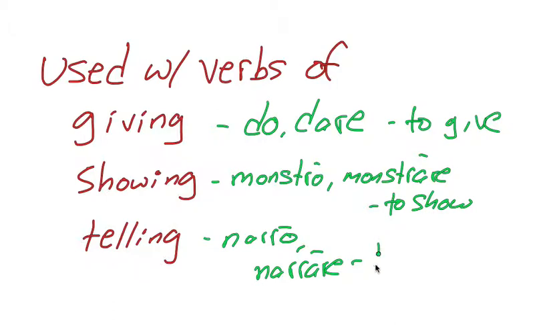So if you are going to have an indirect object, sorry, it's a T, definitely a T. Okay, let's just do it again. That was bad. T, tell. So if you're going to have an indirect object in a sentence, you're going to have one of these three verbs. Give, which is do, show, monstro or demonstro, and tell, narro. Okay, so let's give another example of a sentence with an indirect object.